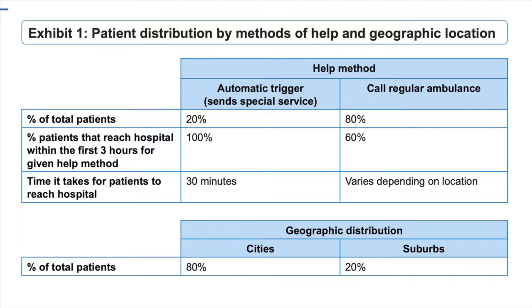Okay, I think I read the exhibit and then I have two major insights. The first one is that based on this exhibit, we can further segment the patient population based on the way they get the service, like automatic trigger versus call regular ambulance. And then if we further look at the number, we can see like by automatic trigger, the patient can get to the hospital really quickly, and all of them will get to the hospital in the first 3 hours. But for the ambulance, it will be a ratio of people who can't get to the hospital in the first 3 hours. And even though they can get into the hospital in the first 3 hours, it may not be in the first hour, which is really crucial for our product.